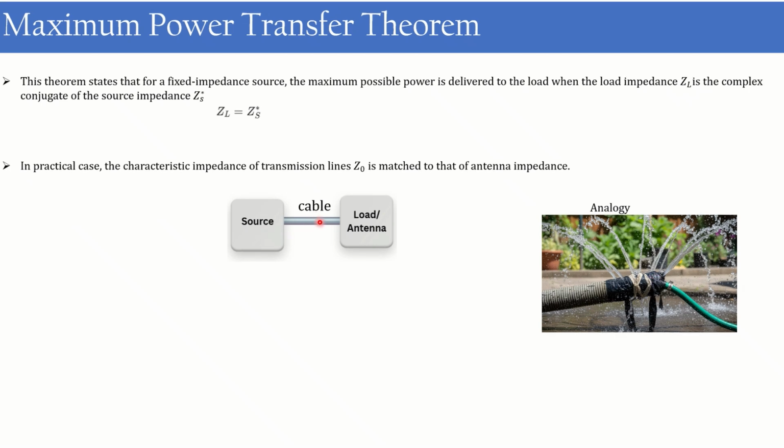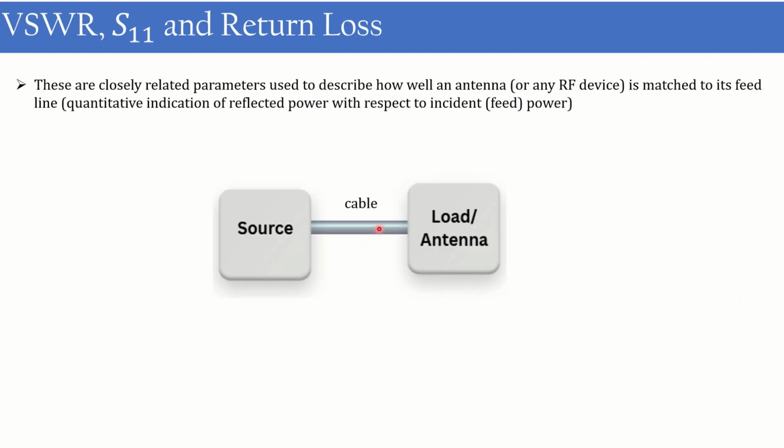Similarly, in our case also, if the impedance of the cable is not matched to that of the antenna, some part of the power will be reflected back and only some part will be transmitted through the antenna. To check whether our cable is completely matched to the antenna or not, and how much power is getting reflected back, we need some quantitative parameters. So VSWR, S11 and return loss serve this purpose. These are closely related parameters. They give an indication of how much is the reflected power with respect to the incident or feed power.